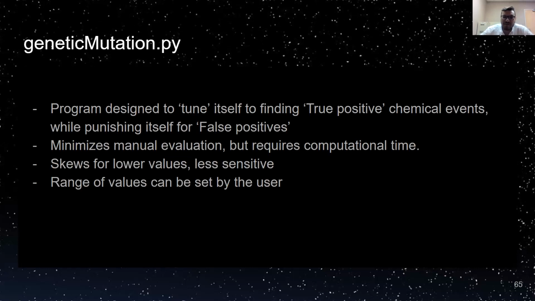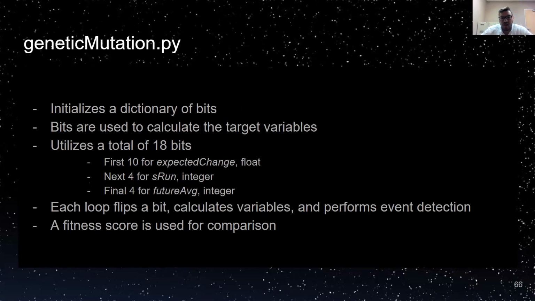So again, this is designed to tune itself to finding true positive chemical events while punishing itself for false positives, minimizes the user manual evaluation, but does require a lot of computational time, and it skews for lower values to make this less sensitive. And again, the range of values can be set by the user.